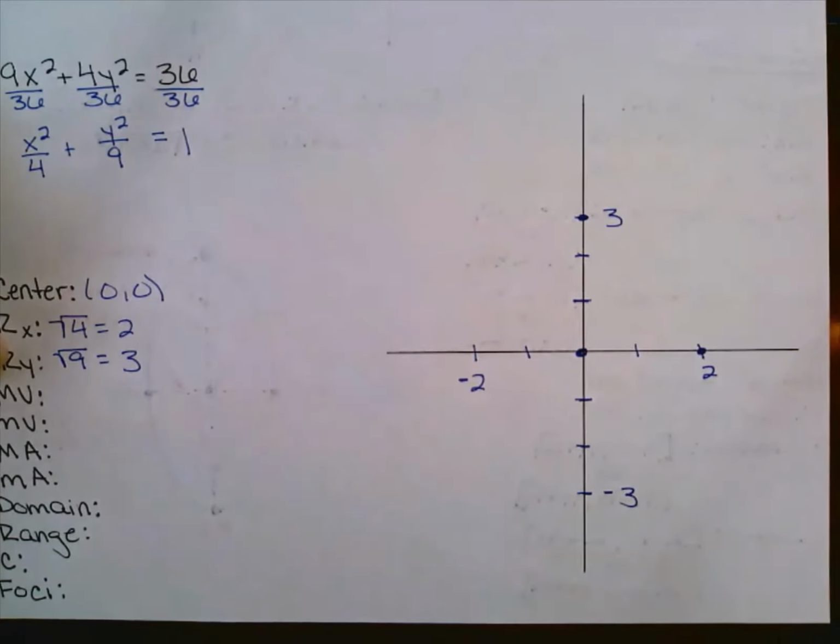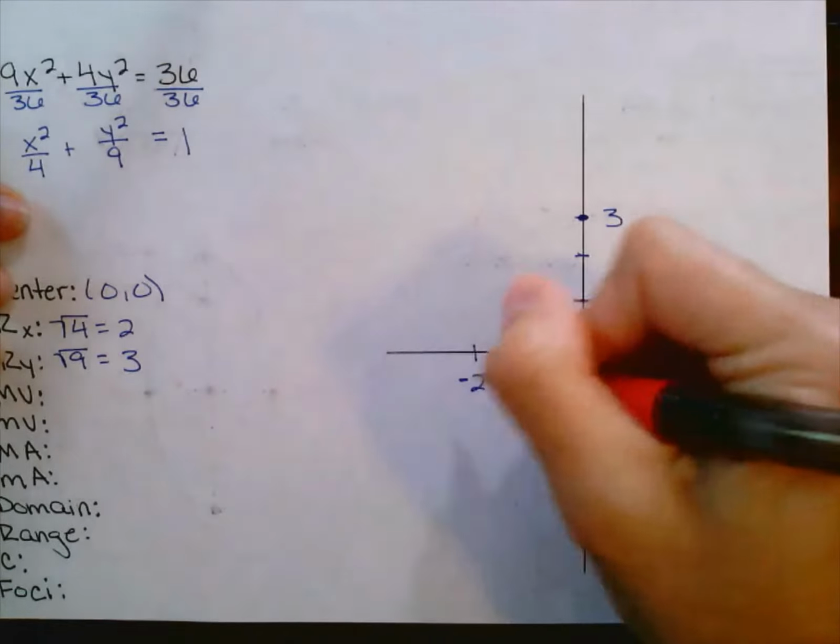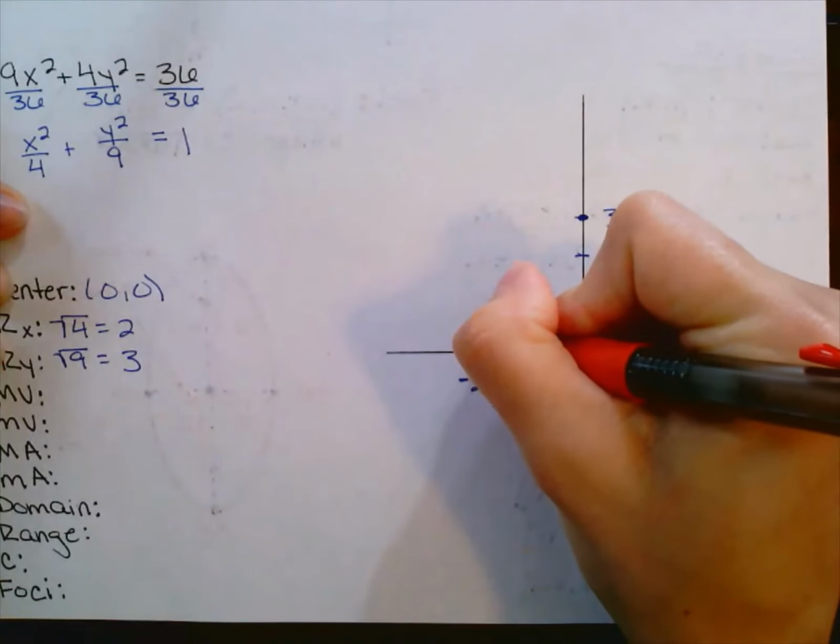Okay, so I'm going to go ahead and draw this ellipse already. I like drawing it at this point. It starts making it easier to see.